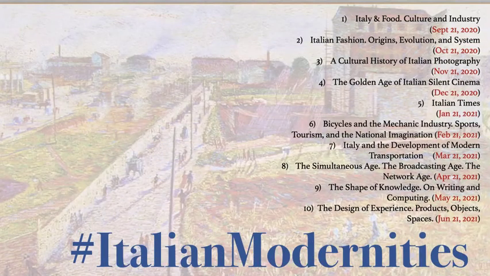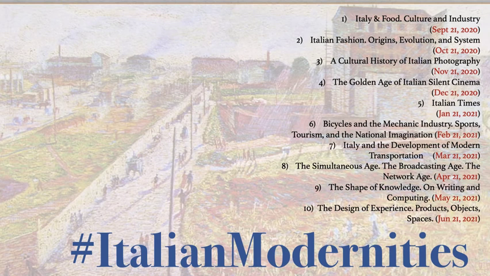Italian Modernities is the second module and is composed of 10 lessons which aim at analyzing and examining from a cultural and industrial point of view Italy's contribution to the modern age. So we'll consider the sector of food, the industry and culture of food. We'll consider fashion, the development of communication in photography, in cinema, but also in the development of a simultaneous age through the age of telegraphy, telephony, radio, TV, and then the internet.